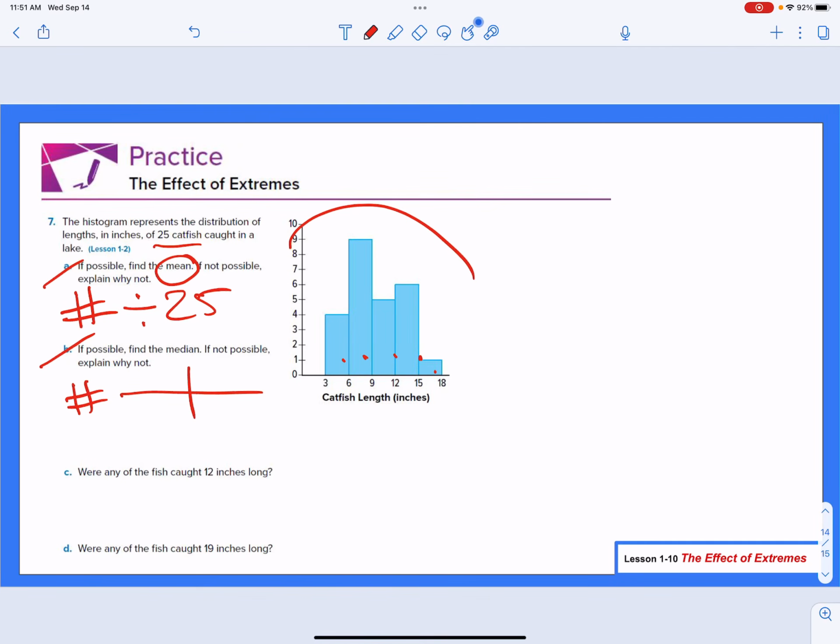Were there any fish that were caught that were 12 inches long? Notice that is a precise number. I know that there were fish between 12 and 15. In fact, it looks like there were 6 fish between 12 and 14 there. But do I know if there was one that was exactly 12? I don't. They could have all been 13 right there. They could have all been 14. But I don't have a precise number, so I can't tell. And finally, were any of the fish caught 19 inches? Well, 19 is going to be over here, and we don't have anything after 18, so we would say no, nothing was caught that was 19 inches long.